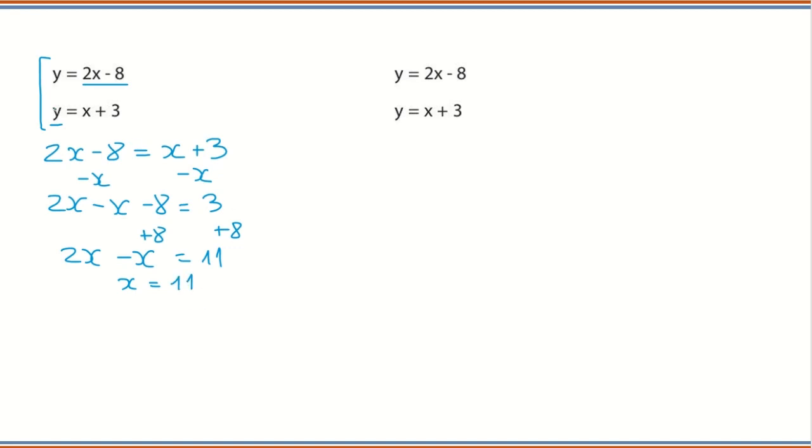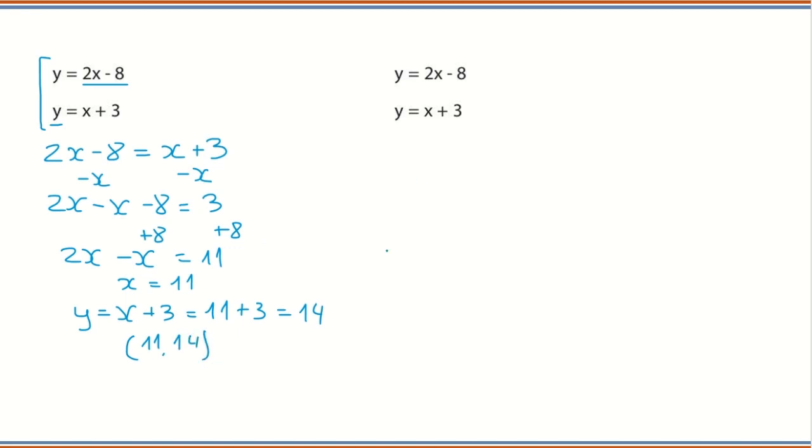Now I'm going to use this formula to find out y. Y equals x plus 3. X is 11 plus 3. This is 14. The answer is 11, 14.